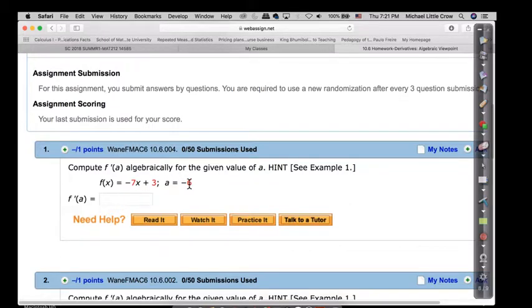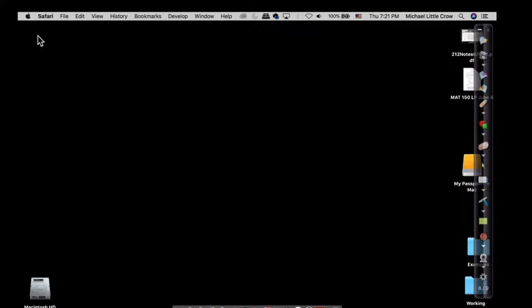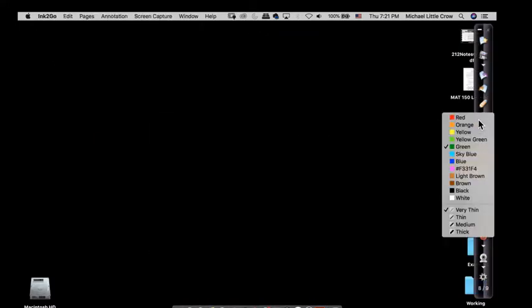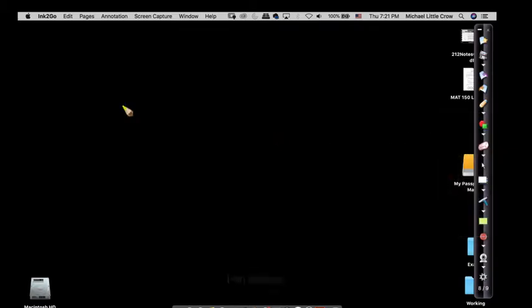Okay, so let's start with this one. What I'm going to do is copy it down, take the function, and give myself some open screen to work with. So it's negative 7x plus 3. We want to find the derivative at negative 6. Okay, I'm going to shrink that down. Let's just use this. Let me see if I get this right.